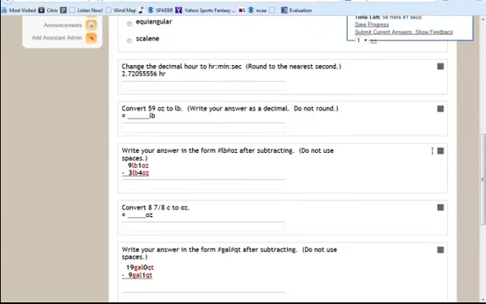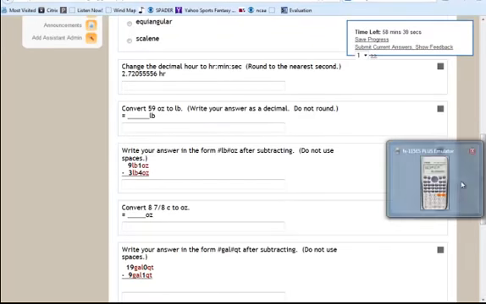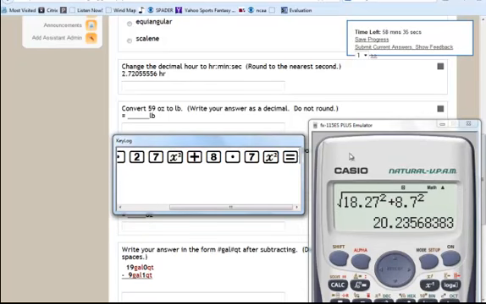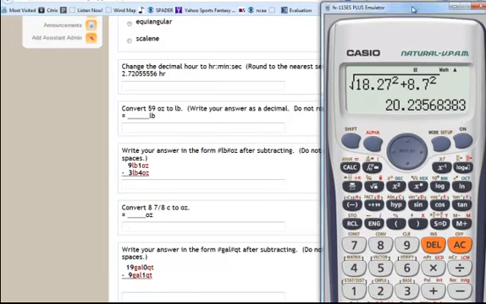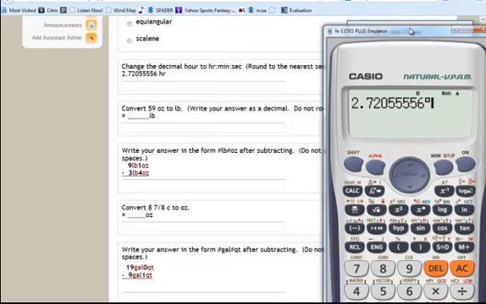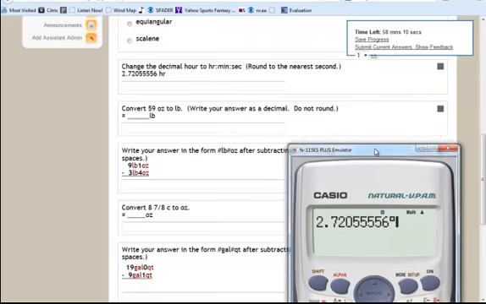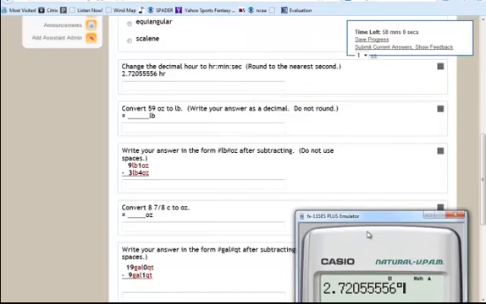Okay, next one. We have to change this, and the way you do it is you would press 2.720555556 and press that as a degrees, and then when you press equals, it will change to hours, minutes, and seconds. Next.